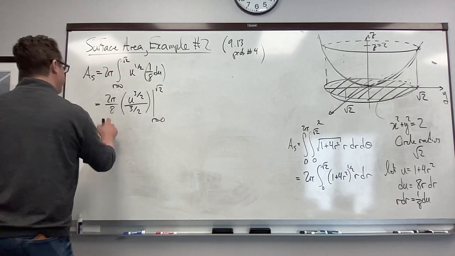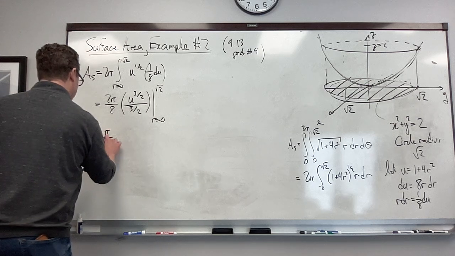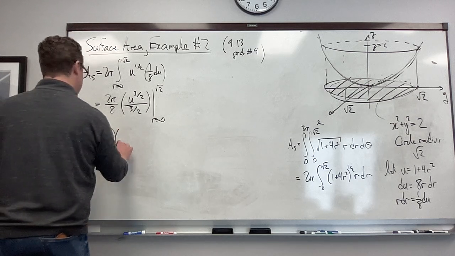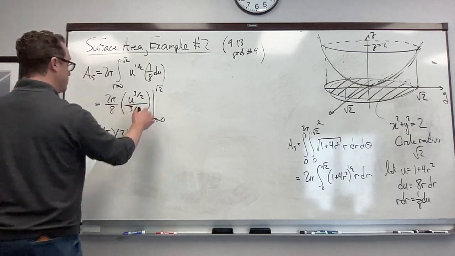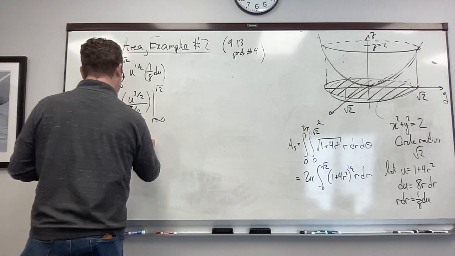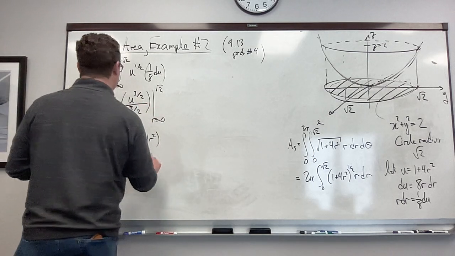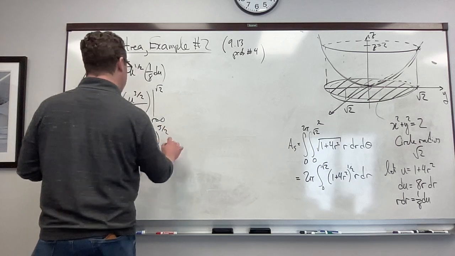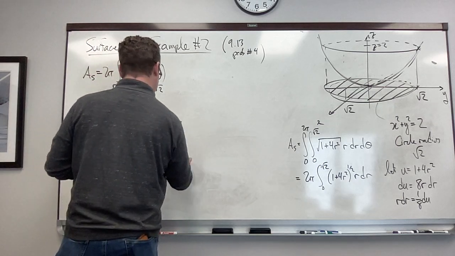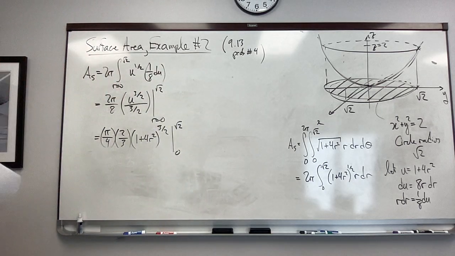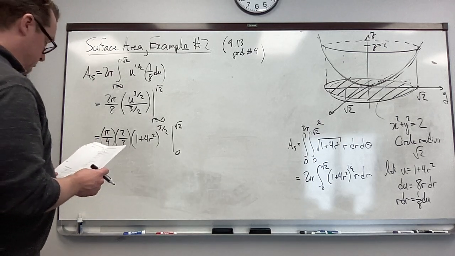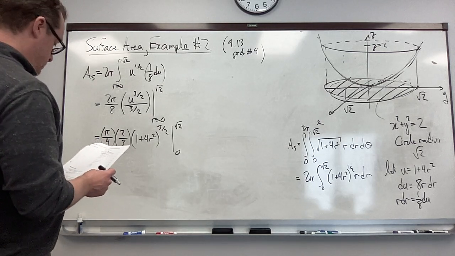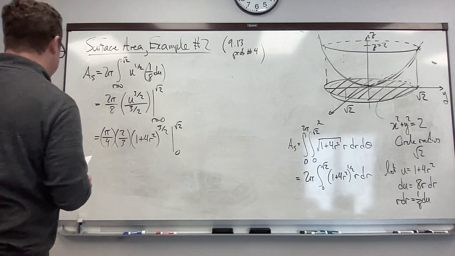Here I had pi over 4. Now I've got 2 over 3. And then I'll put the u back as 1 plus 4r squared, to the 3 over 2, evaluated at r equals square root 2 and 0. Right. Okay. So far so good.